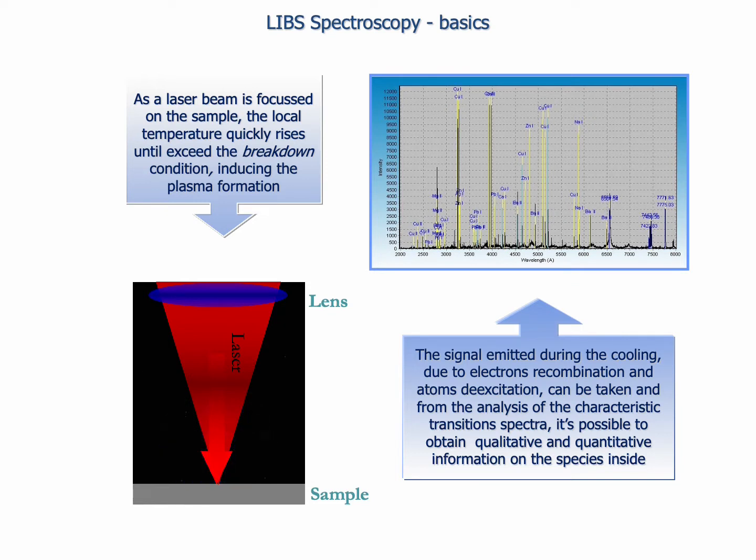As a laser beam is focused on the sample, the temperature of the zone locally heated quickly rises until it exceeds a threshold condition called breakdown condition, inducing the plasma formation. The signal emitted during the subsequent cooling, due to electrons recombination and atoms de-excitation, can be registered, and from the analysis of the characteristic transition spectra, it's possible to obtain qualitative and quantitative information on the species inside the plasma.